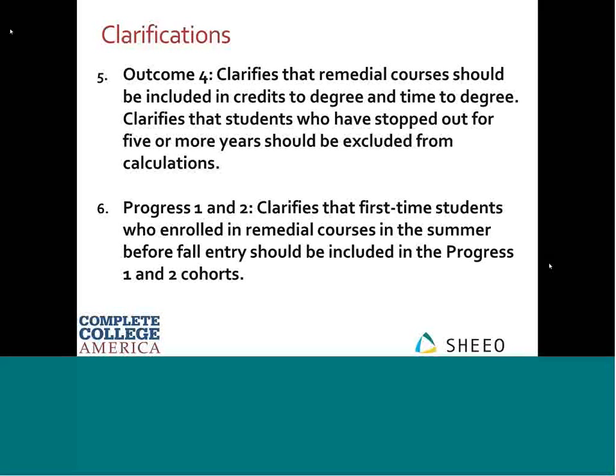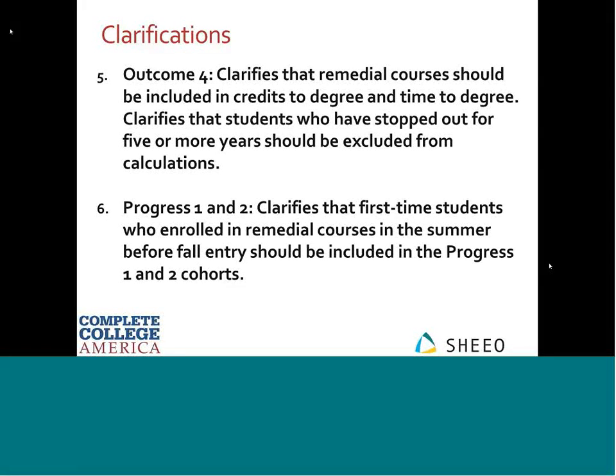For progress metrics 1 and 2, we want to clarify that first-time students who enrolled in remedial courses in the summer before fall entry should be included in the progress 1 and 2 cohorts. Now, if they started at a time, say, in a May term that was classified by that state in the previous academic year, then they wouldn't be included. But if they're going to be included as first-time students in the fall cohort and they started in summer and were enrolled in remedial courses, they should be in progress 1 and 2.